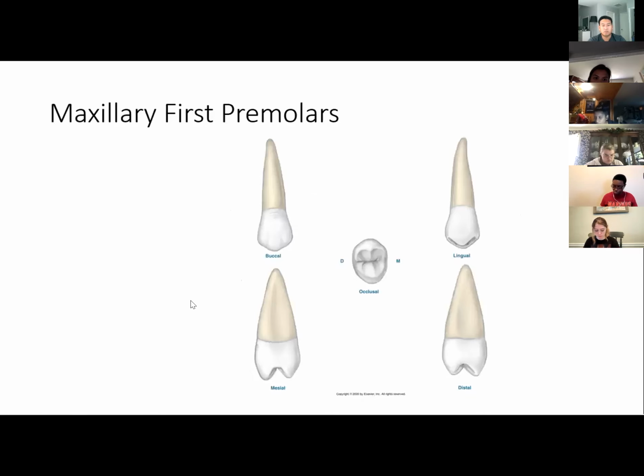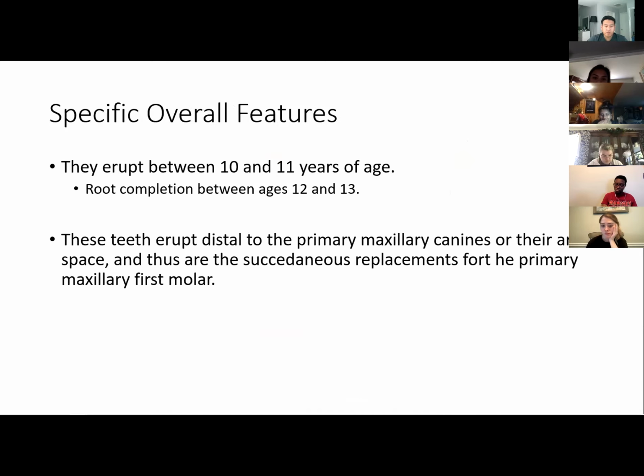This is the buccal, the lingual, the mesial, the distal, and the occlusal surface. You can see that the maxillary first premolar has one single root. We're going to talk about that. You can see that it has two different cusps. We're going to discuss that. We're going to go into detail about all of those. So let's talk about the specific overall features of the maxillary first premolars.